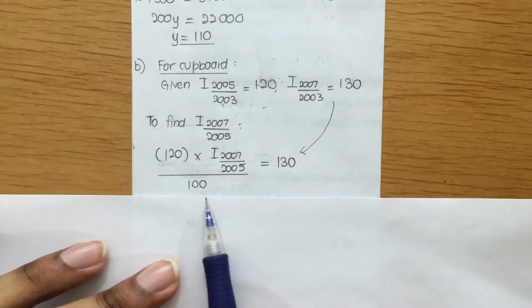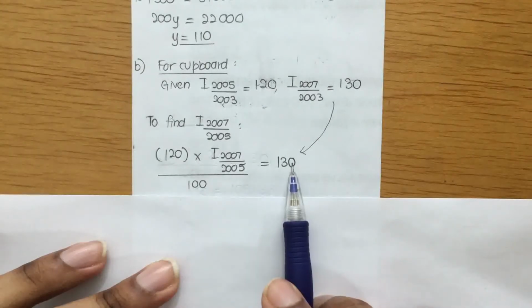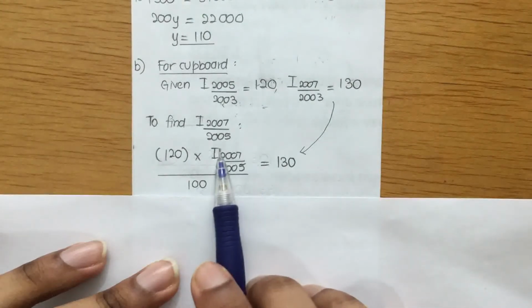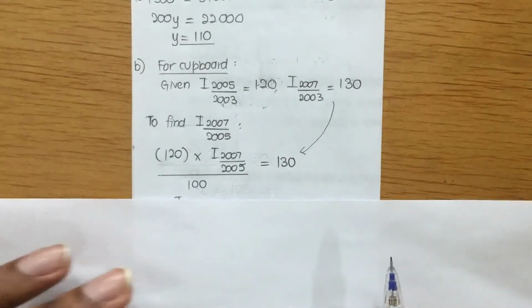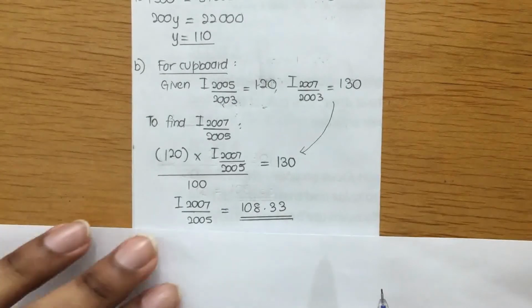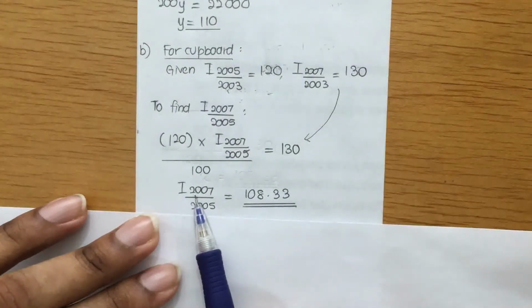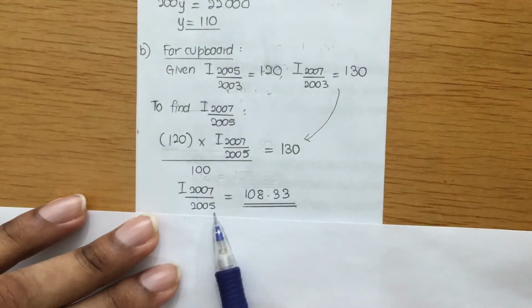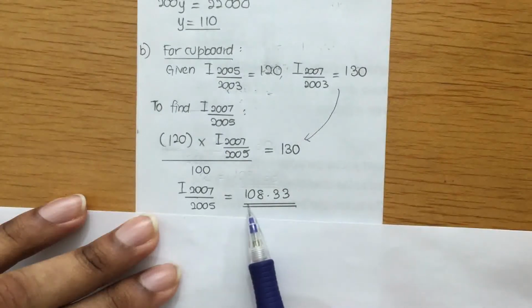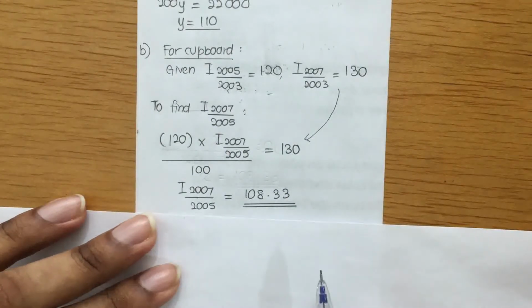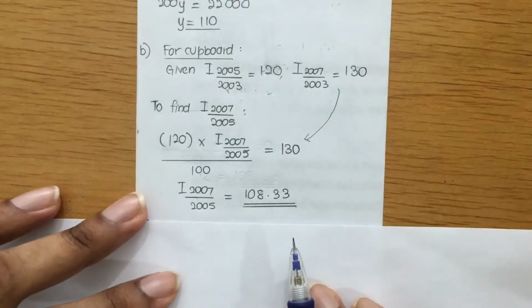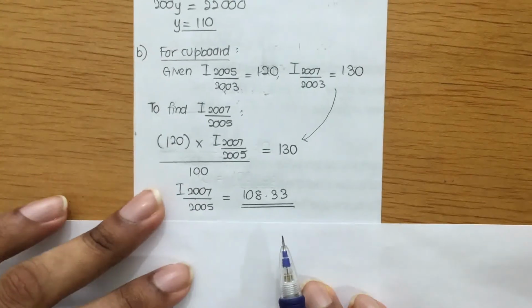So what you do, 130 times 100, and then to get this respective price index, you divide by 120. So from here, the price index of the year 2007 based on 2005 for cupboard will be equal to 108.33. So this will be your final answer, guys. Okay, let us proceed to question part C, which is the last question.